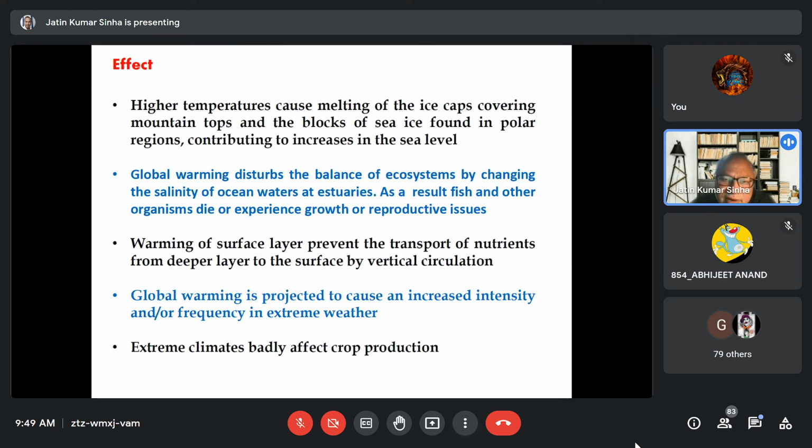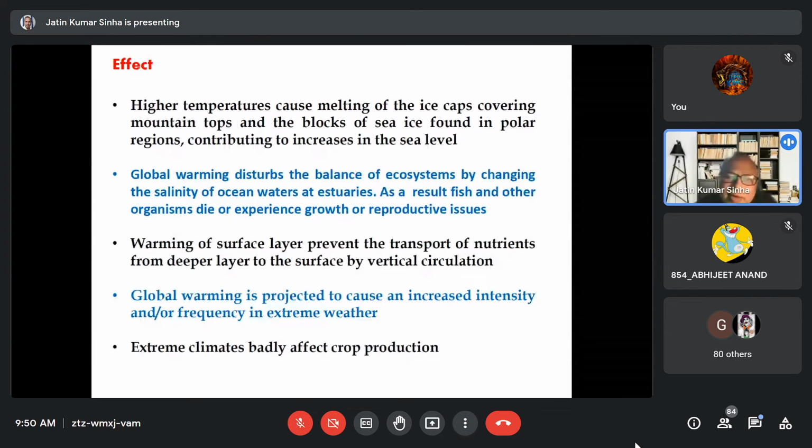Warming of the surface layer also prevents the transport of nutrients from different layers to the surface, due to this vertical circulation. So all these natural processes happen at some temperature, and if we increase that temperature, it is going to affect them. Again, global warming is projected to cause an increase in the intensity or frequency of extreme weather. This is what I was talking about. Whatever irregularities we see in the weather pattern nowadays are directly or indirectly due to this effect.